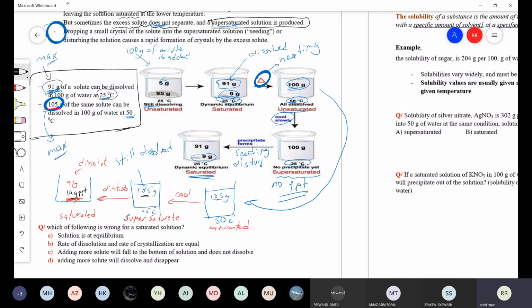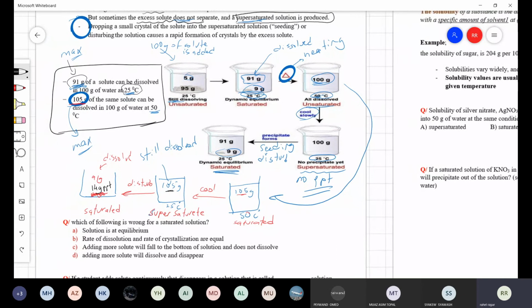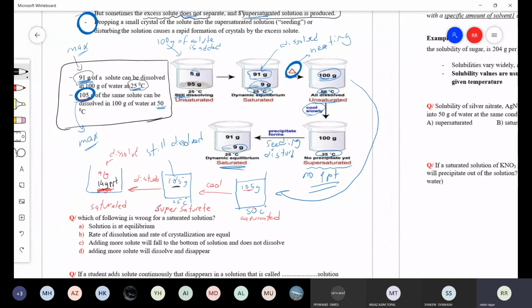If you want, you can draw this figure as well next to this figure, or you can draw it anywhere else, maybe in your notebook or on a sticky note. You can write this down as well, so that you can understand what other possibilities we have here. But at this time, only the amount has changed. If we have more solute, of course, more precipitate will be formed. The disturbing is by shaking or just seeding. Seeding means adding some solute, in the smallest amount, into a supersaturated solution.